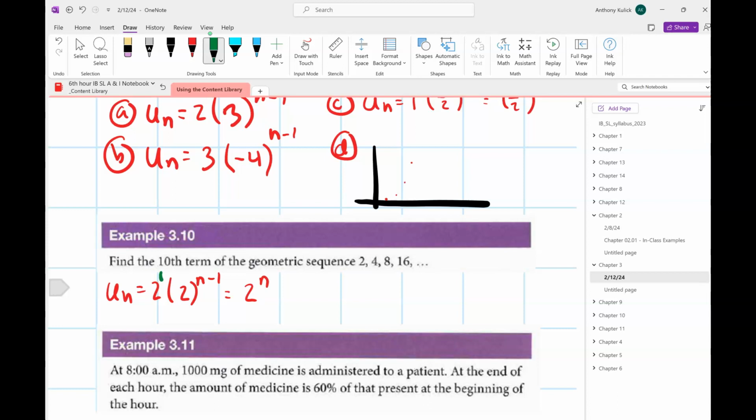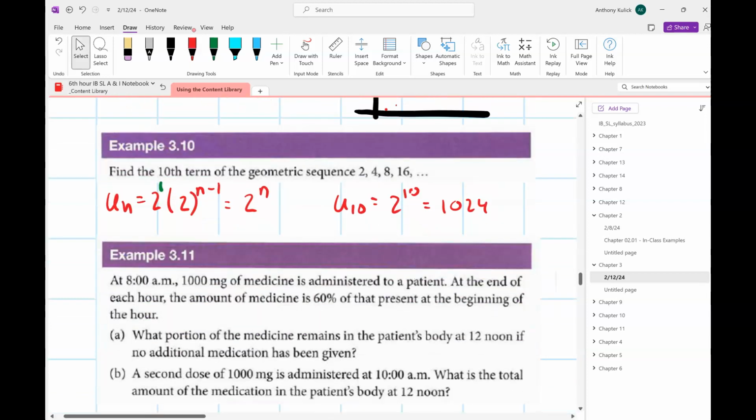Two is 2 to the first, right? When I multiply things with the same base, I add their exponents. 1 plus n minus 1 is n. So that's how it just turned into 2 to the n. Don't have to do that. So the 10th term is just going to be 2 to the 10th, which is 1024. Computer people, is that right? Yeah.